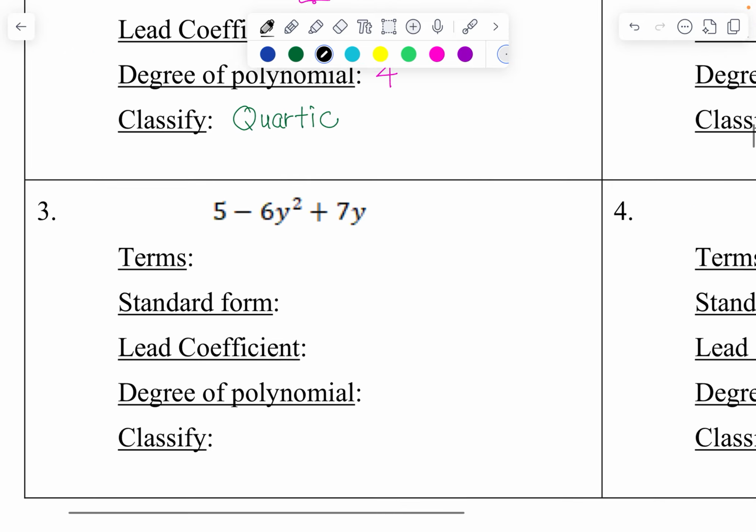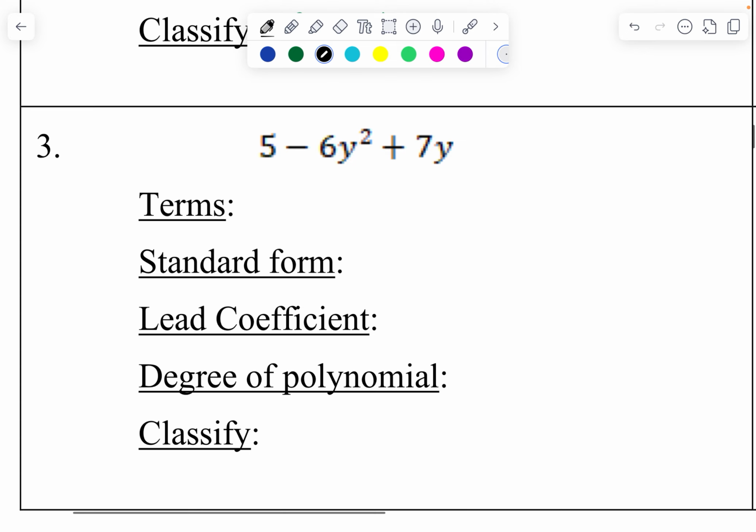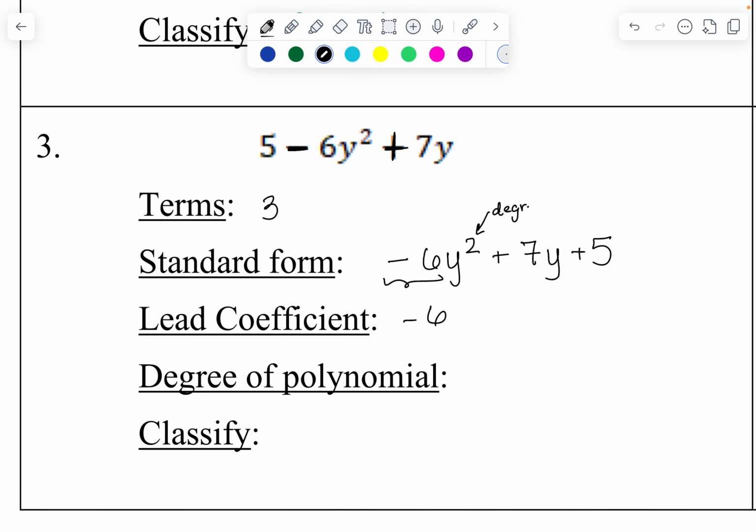Number 3. It's a trinomial. There are 3 terms separated by a subtraction and addition sign. Standard form would be a negative 6y squared plus 7y plus 5. Your leading coefficient here is a negative 6. Your degree is 2. And when we go to classify this, we call it a trinomial because it has 3 terms.